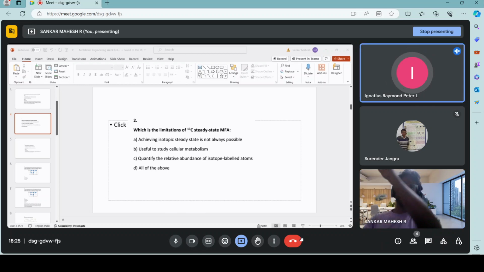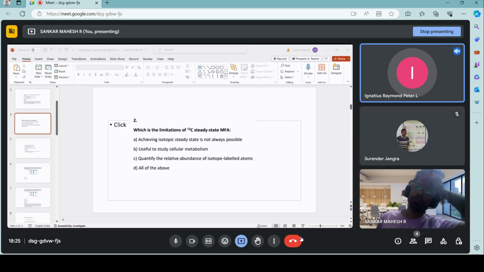Not exactly, but yeah, I'm having confusion with option A. I would agree with the other two points. So yeah, it can be used to study cellular metabolism as the labeled carbons usually go through a pathway and you can keep track of them. And the relative abundance can be measured through techniques like GCMS and NMR. I'm not sure about option A though.